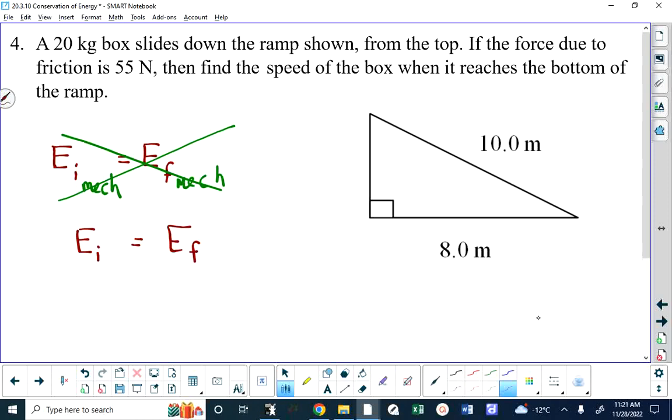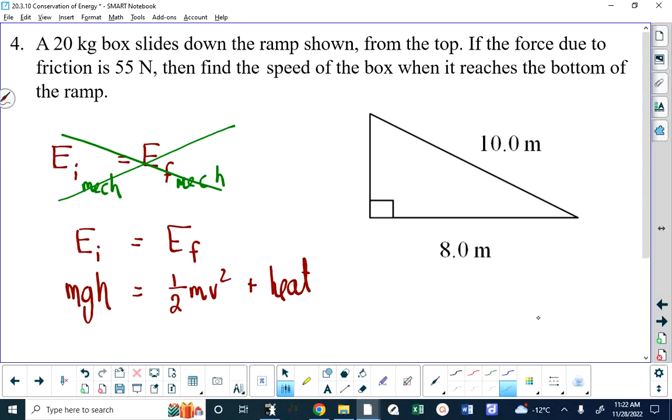So this is mgh. It's gravitational potential energy. The box presumably will be moving when it gets to the bottom, plus heat. Heat is a type of energy. How do we calculate heat? There's a formula for heat. Unfortunately for all of you, it's not on your formula sheet.